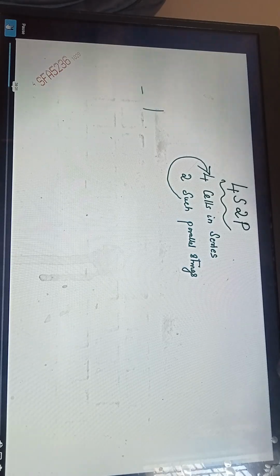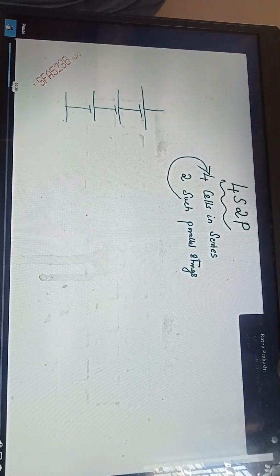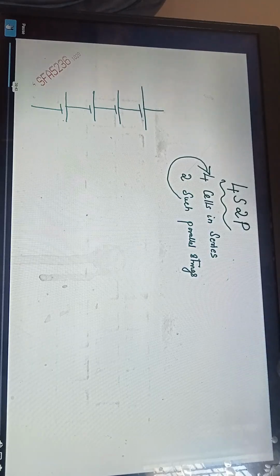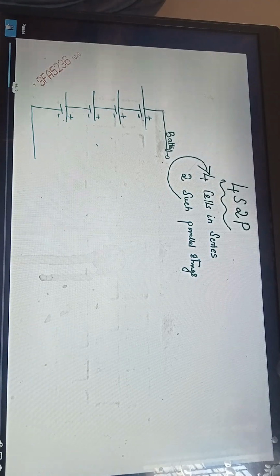First I will draw 4 cells in series. So I have drawn 4 cells in series. How do you connect series? First cell, this is plus, minus. Minus of the first cell will be connected to the second cell plus. Minus of the second cell to the plus of the third cell. Minus of the third cell to plus of the fourth cell. Right? So a minus will come on the bottom and a plus will come on the top. We call this battery plus, B plus, battery positive. And this is battery B negative, B minus.